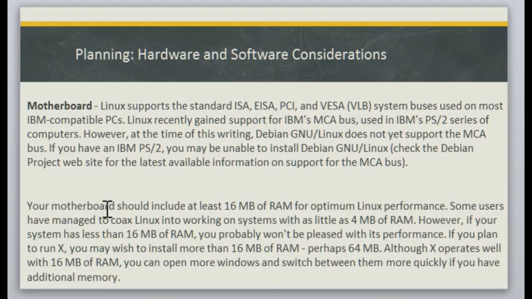So looking at the motherboard, Linux supports the standard ISA, EISA, PCI, and VESA or VLB system buses used on most IBM-compatible PCs. Linux recently gained support for IBM's MCA bus used in IBM's PS/2 series of computers. However, at the time of this writing, Debian GNU/Linux does not yet support the MCA bus. So if you have an IBM PS/2, you may be unable to install Debian GNU/Linux, but you're going to have to check the Debian project website for the latest available information on whether or not it supports that. Your motherboard should include at least 16 megabytes of RAM.